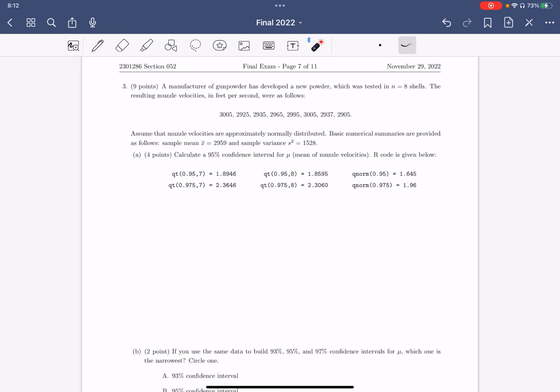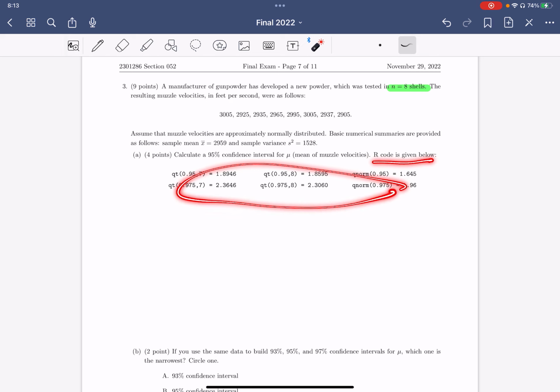A manufacturer of gunpowder has developed a new powder, which was tested in n equal to 8 shells. So this is a sample size, very small one, n equal to 8. You assume that the muzzle velocities are approximately normally distributed. So the distribution of the data is normal. The basic summaries are x bar equal to 2959, and sample variance s squared equal to 1528. So calculate a 95% confidence interval for mu.